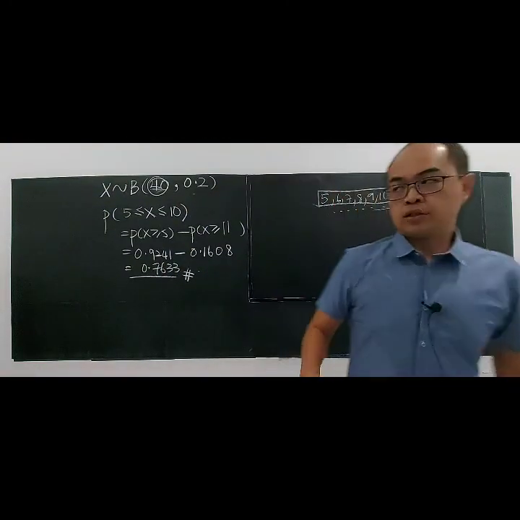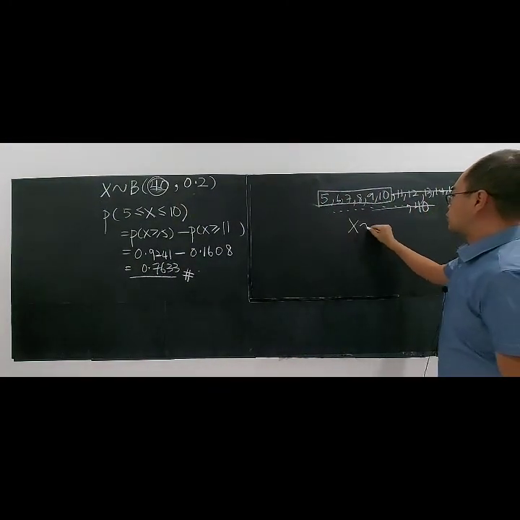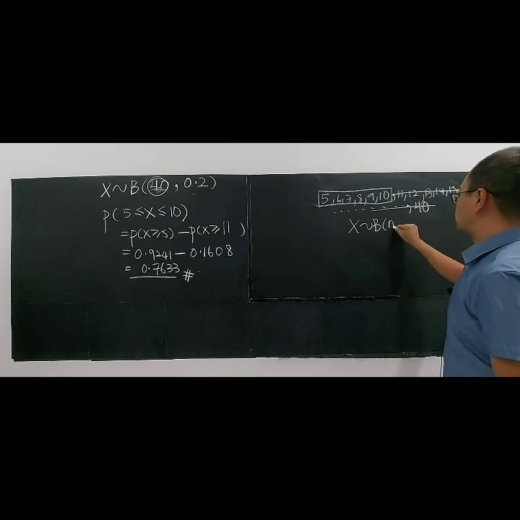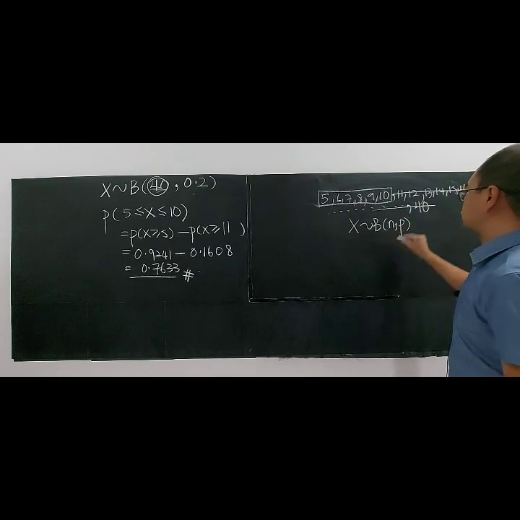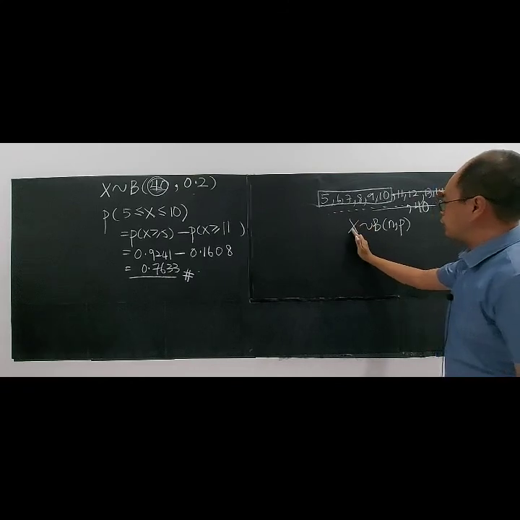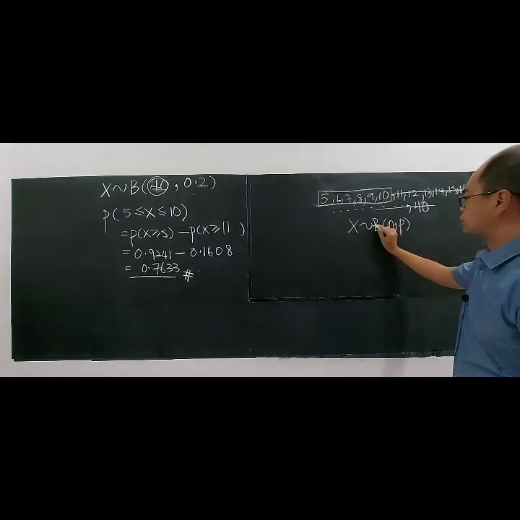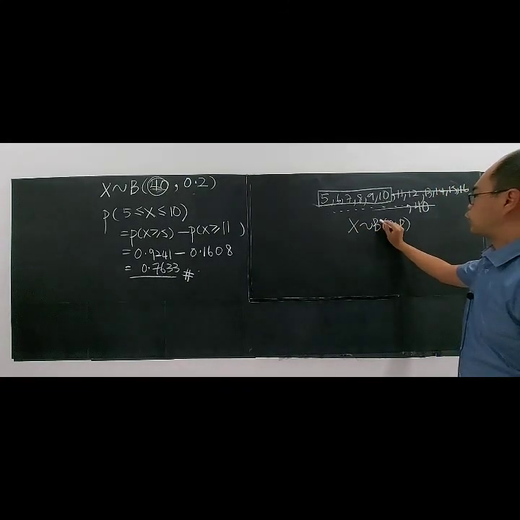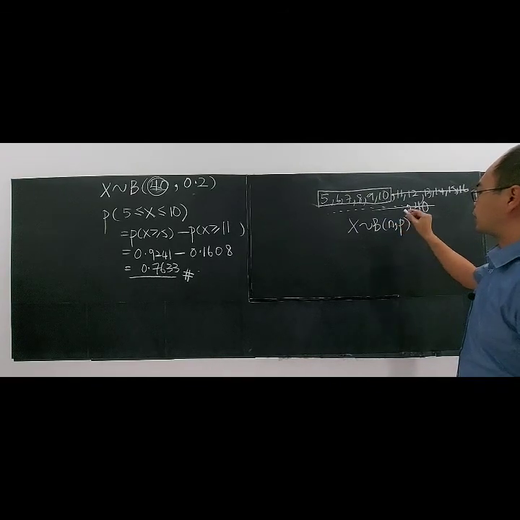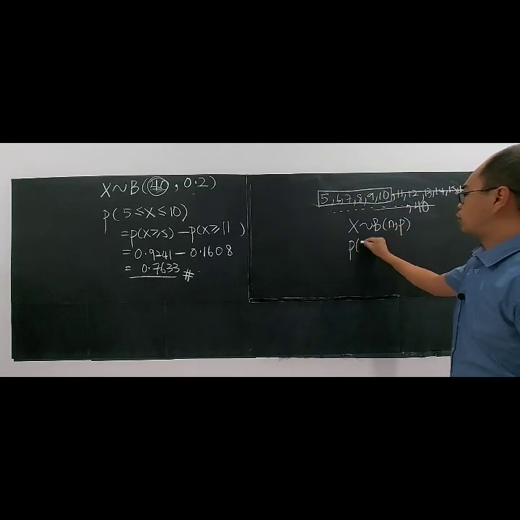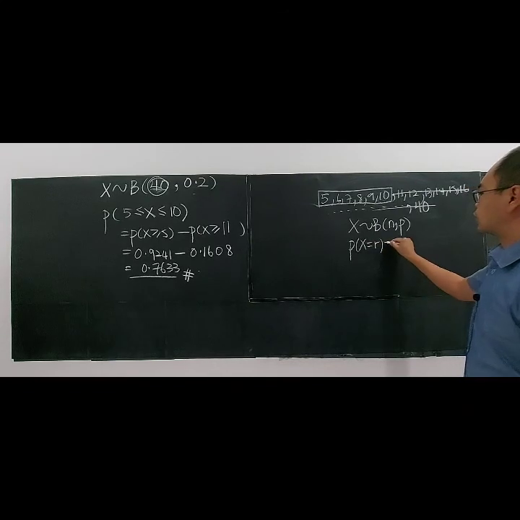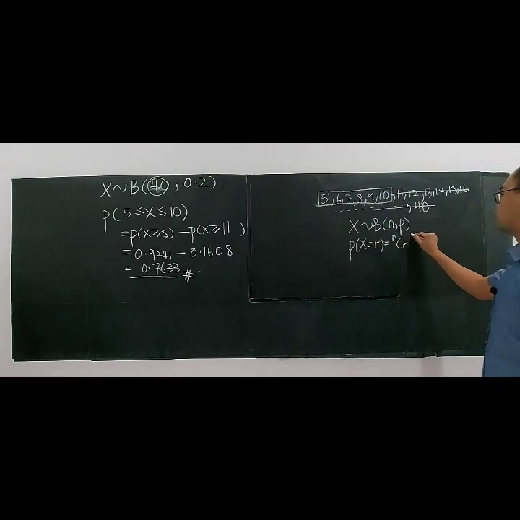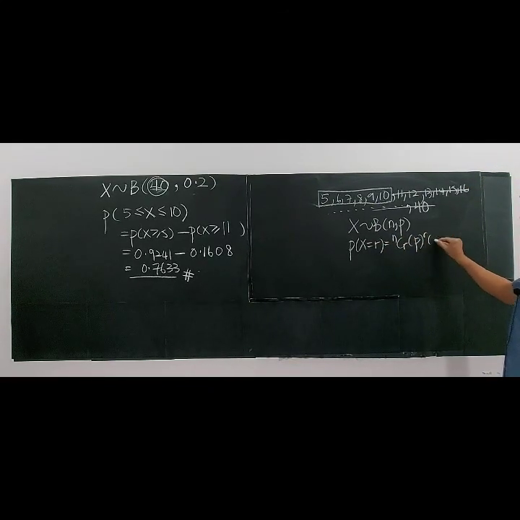So you must know that you learned something from the binomial distribution. First, the random variable is discrete. It's a discrete random variable. It's a binomial distribution with number of trials n and probability p. So the formula for the probability where P(X = r) will be nCr p to the power of r, q to the power of n minus r, right?